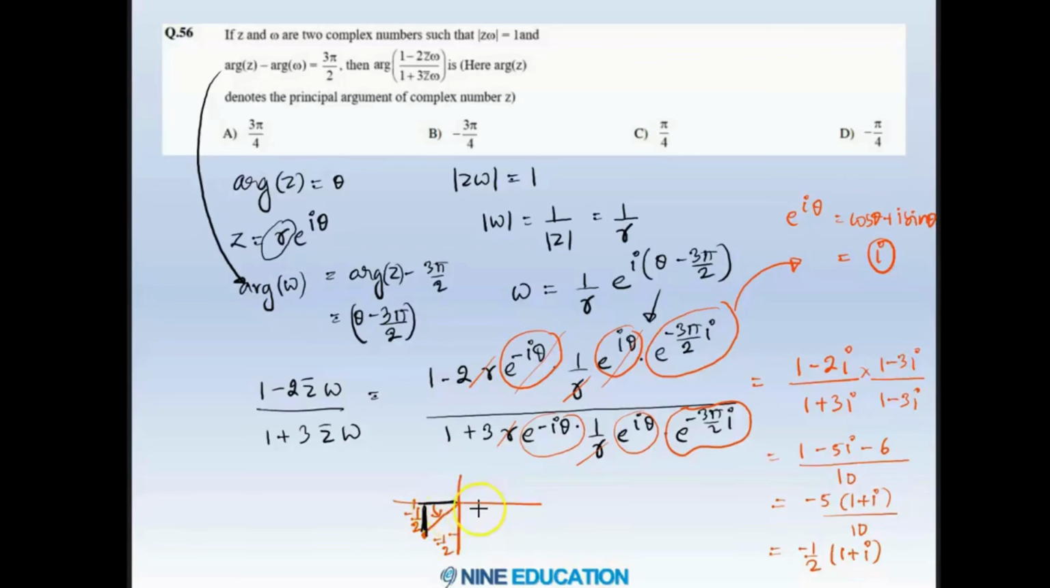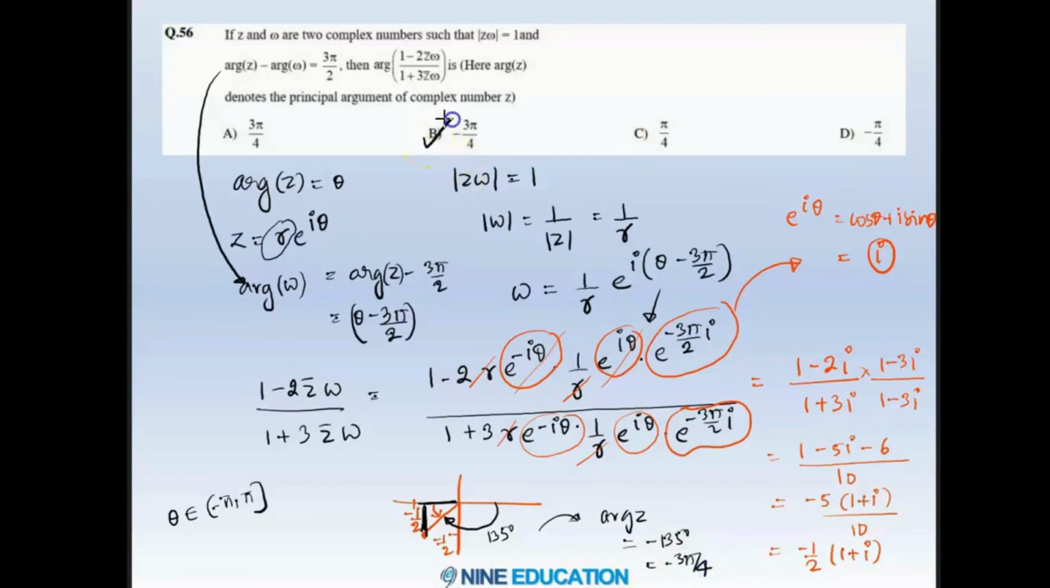And for any principal argument of a complex number, it should always be from minus pi to pi. So here our answer has to be from this direction. I cannot measure it from the positive x-axis in anti-clockwise direction, otherwise it will cross pi. So clockwise it was 135 degrees, and therefore I should report the answer as argument of z equal to minus 135 degrees, or basically minus 3 pi by 4, which is option B.